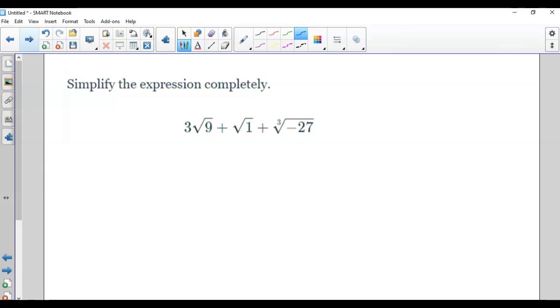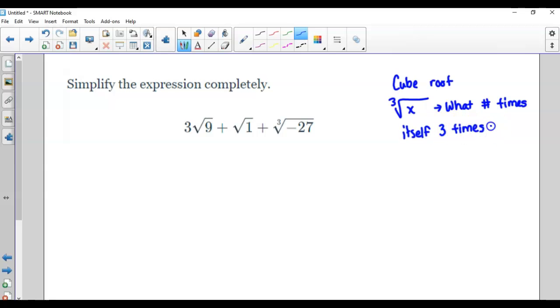All right, this problem is a little bit different because it includes a cube root right here. And so a few things about cube roots. Whenever you see a cube root, it means what number times itself 3 times equals whatever the number is under that cube root.